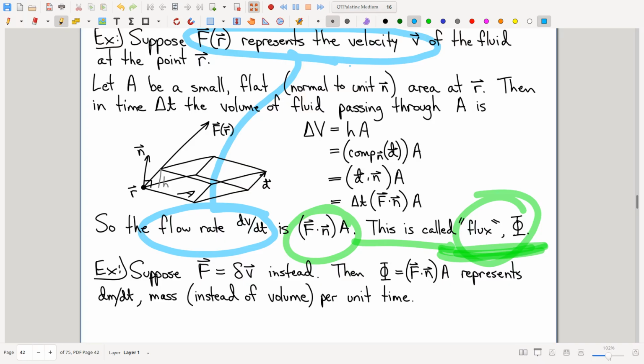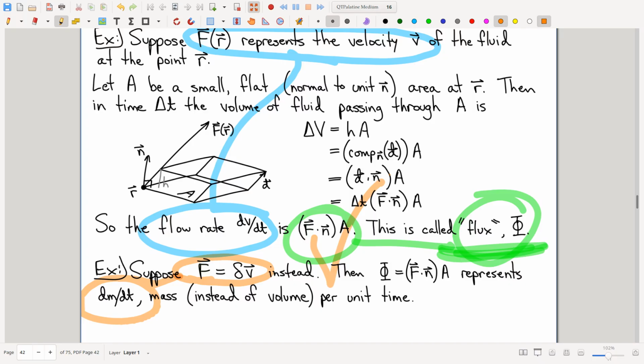So here's the next question. The context is, what if the vector field doesn't represent velocity? What if it represents density times velocity? Seems a little weird. Why would I want to multiply density times velocity? Really not clear what an odd little combination. But if you make your vector field be density times velocity, and then if you ask what is the mass per unit time of fluid, not volume per unit time, now mass per unit time, the answer, again, is flux.